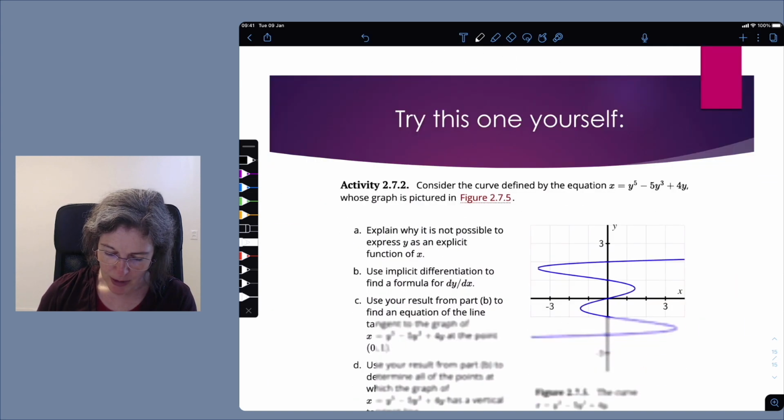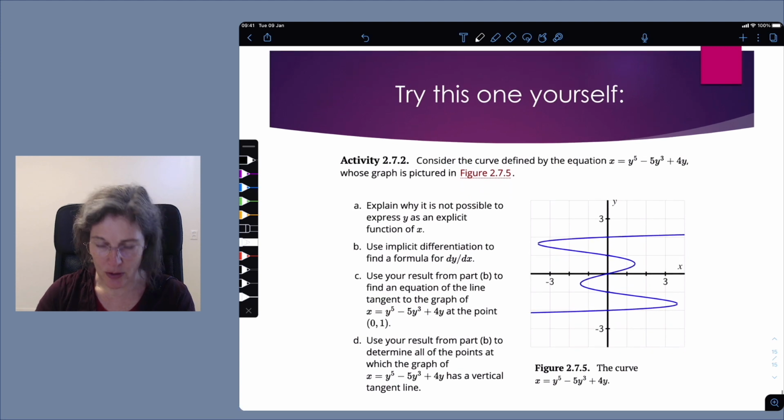So to give a bit more practice, here you go. We've got another equation. It's x is equal to y to the 5 minus 5y cubed plus 4y. And you can check for yourself that you can't write that in the form y is equal to some function of x. It's definitely implicit. And you can see that as soon as you look at the graph, which we have down below.